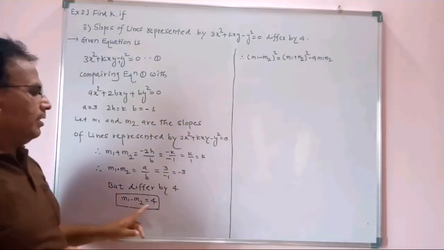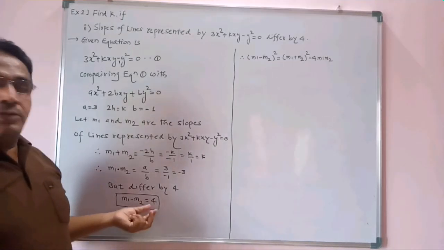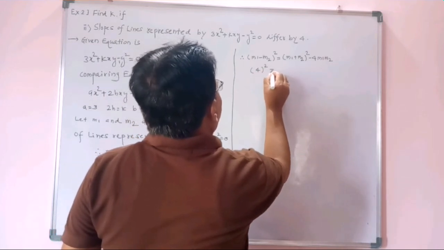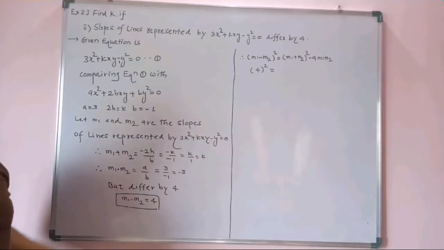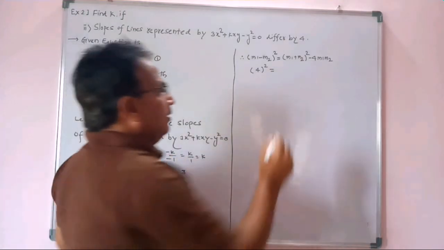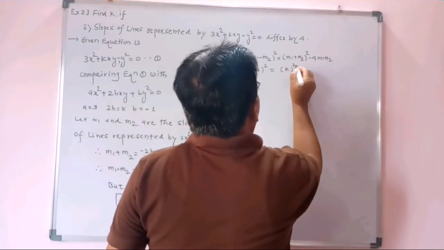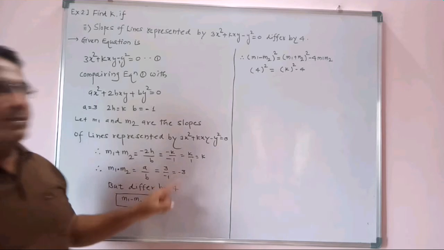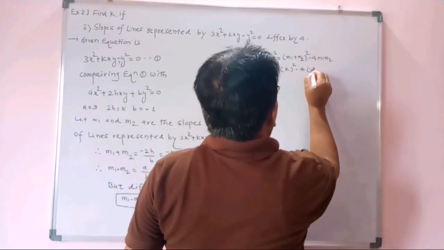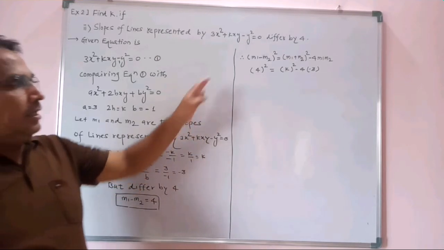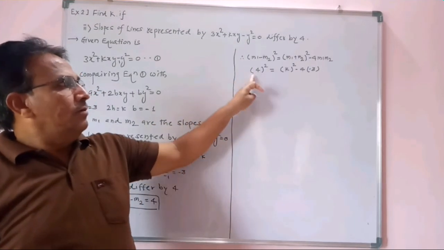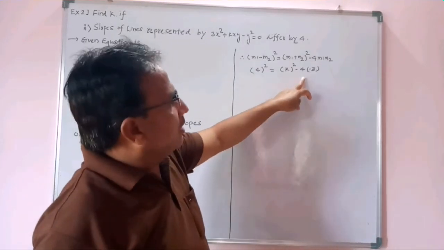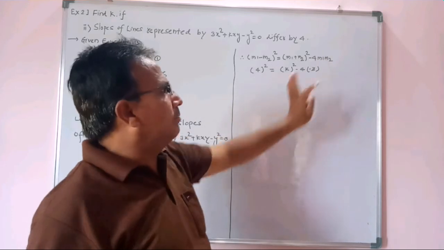Therefore, the difference of two slopes m1 minus m2 is given as 4, so 4 bracket square equals the sum of the two slopes, which is k, bracket square, minus 4 as it is, into the product of two slopes m1 m2, which is minus 3.